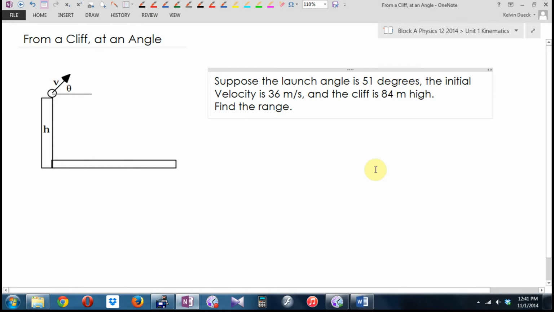So here's another little mini tutorial, and this seems to be the question kids are having the most trouble with. This is from a cliff at an angle. And the reason you're having the most trouble with it is it's the toughest. It is. So I made up a question here.